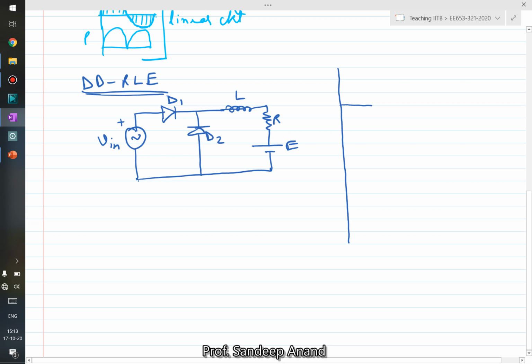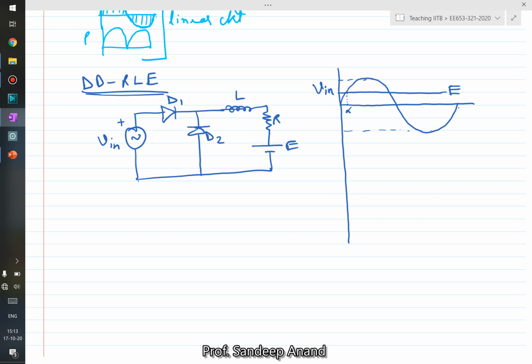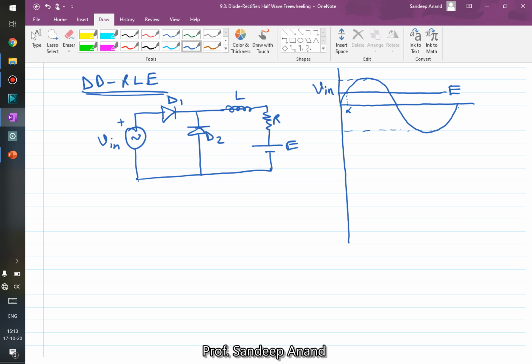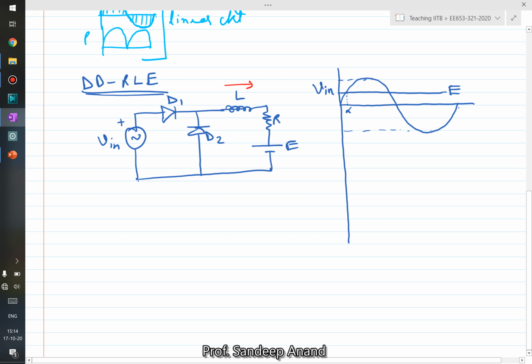So let us start drawing the waveform. Let us start with the voltage source, which is V in. Right, this is the V in waveform, wherein you can also draw E. This is E, right? And this is the angle alpha. Now let us again start with the assumption that initially the inductor current is 0. So this is your I here, right?